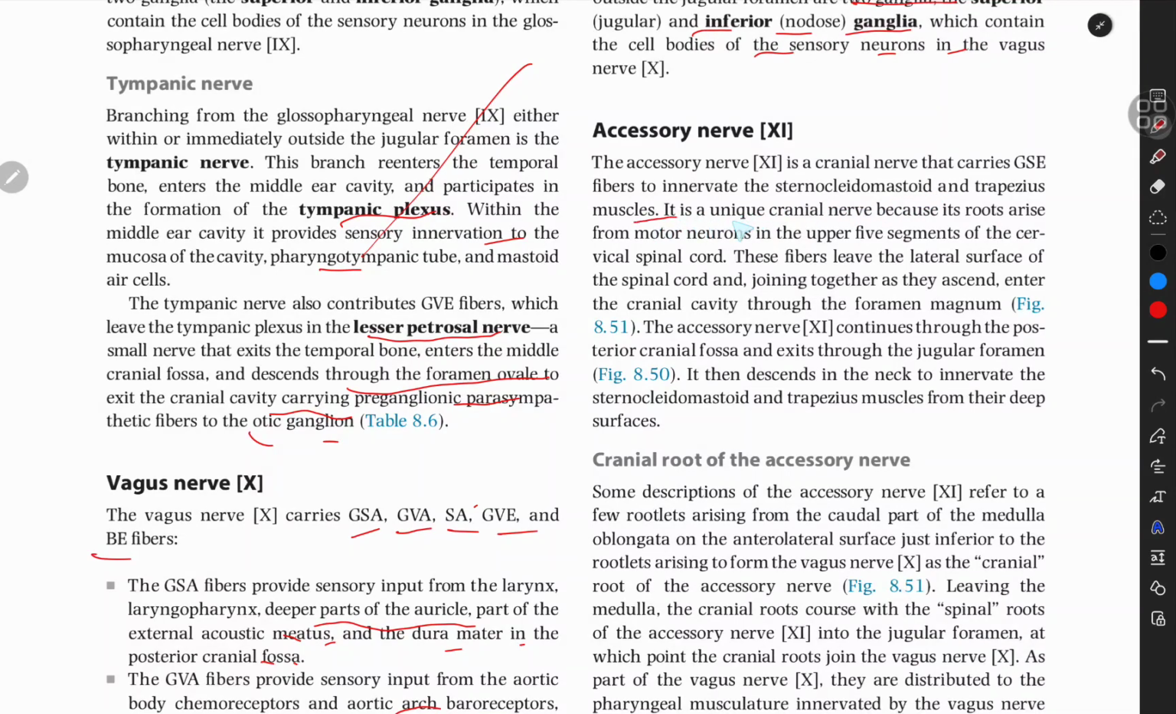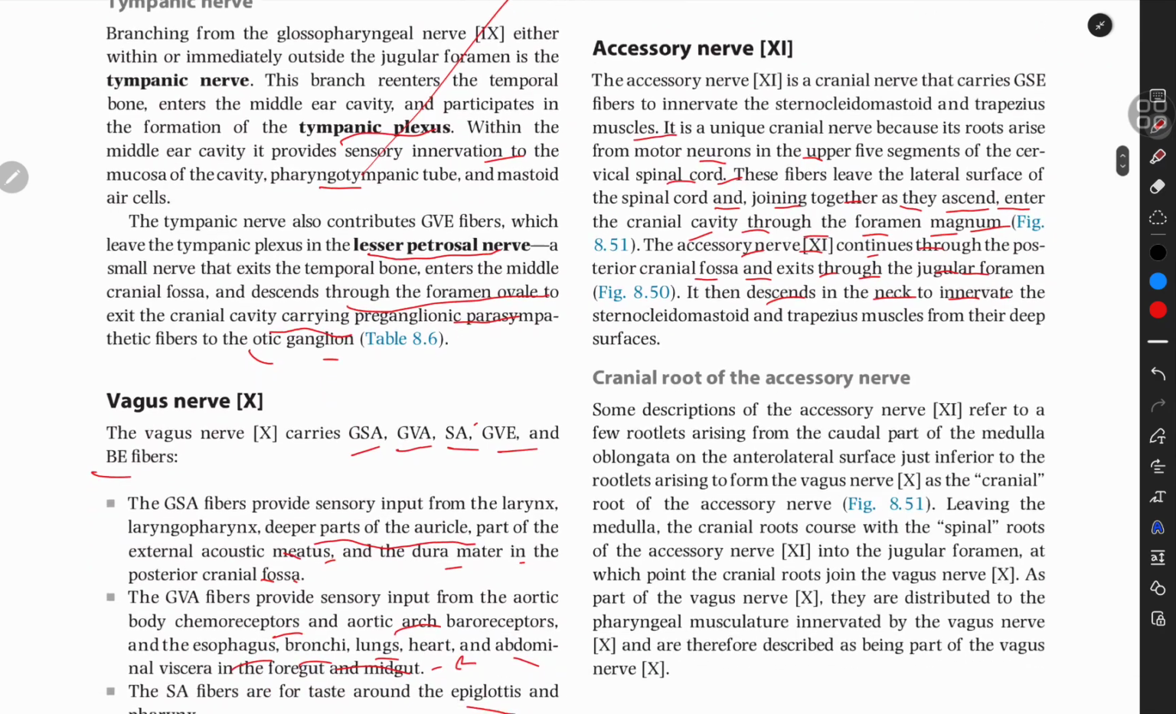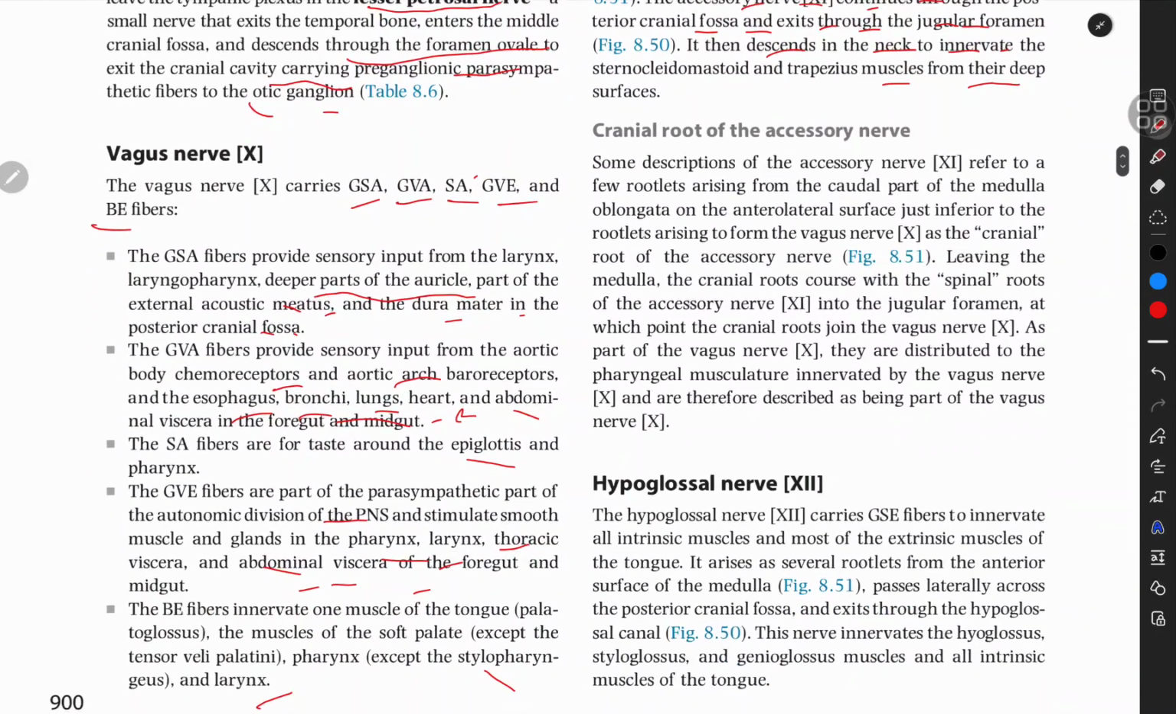Sternocleidomastoid and trapezius muscles. It is a unique cranial nerve because its roots arise from the motor neurons in the upper 5 segments of the cervical spinal cord. These fibers leave the lateral surface of the spinal cord, joining together as they ascend, and enter the cranial cavity through the foramen magnum. The accessory nerve continues through the posterior cranial fossa, exits the jugular foramen, and then descends the neck to innervate the sternocleidomastoid and trapezius muscles from their deep surfaces.